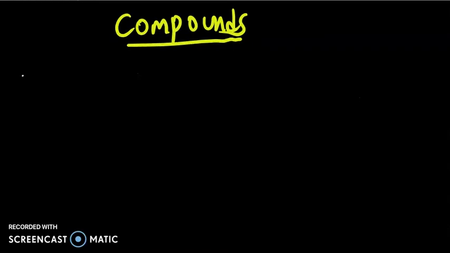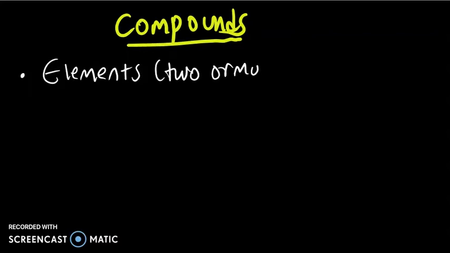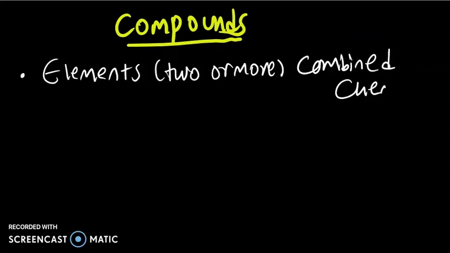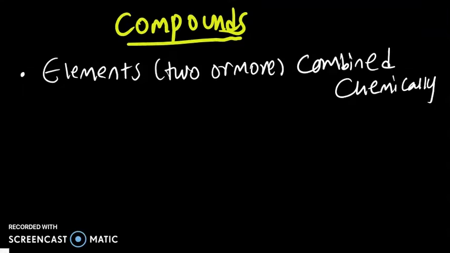So moving on to compounds. What makes compounds? Compounds are simply made up of elements when they combine chemically. Two or more elements combined chemically give us compounds. Let's mention examples. We have H2O, a compound made of hydrogen and oxygen, and also we have sodium chloride.